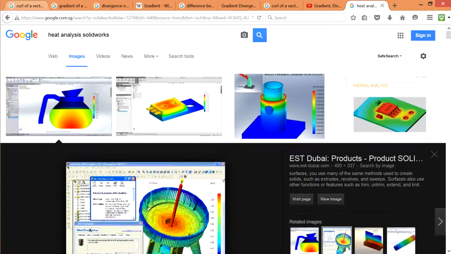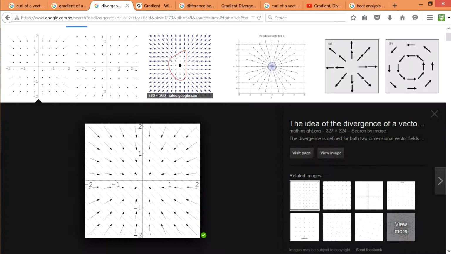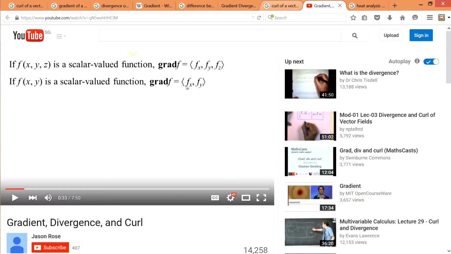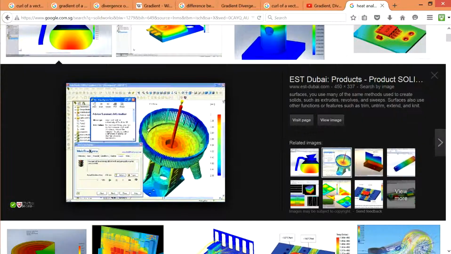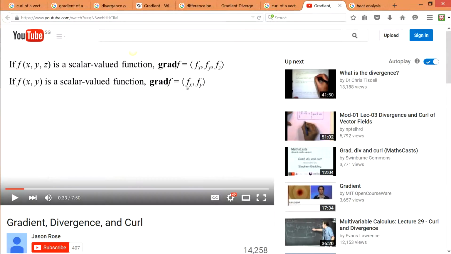So the curl, the gradient, and the divergence are all tools for us to set up the understanding for all this analysis in the real world. This is the thing that I want to convey, and if you want to know how to calculate, you just click this video and check it out.